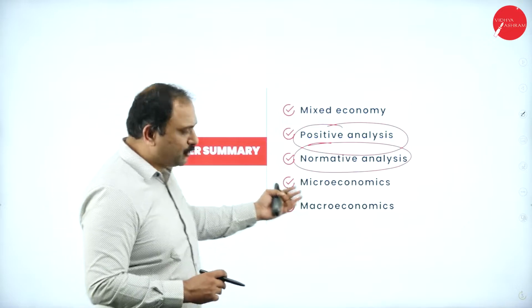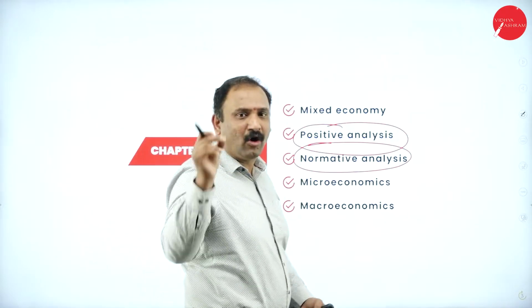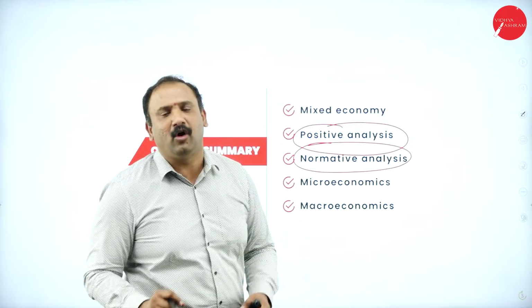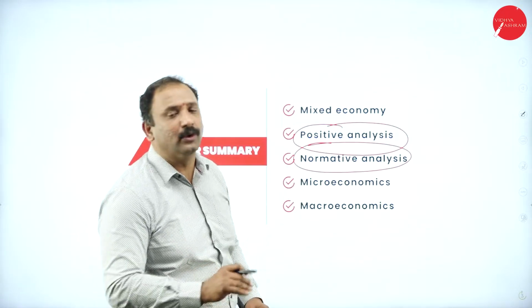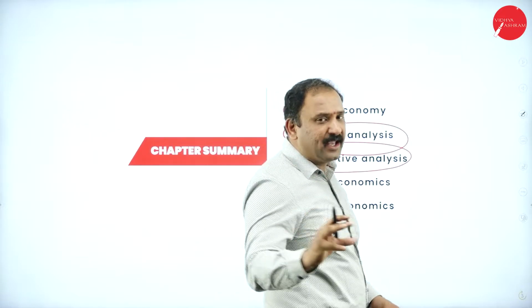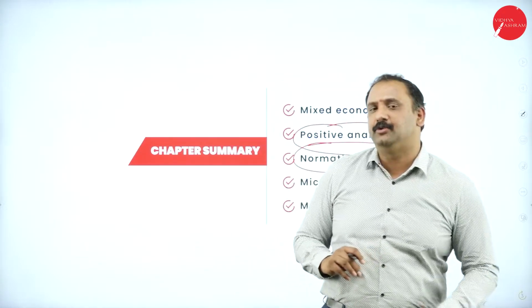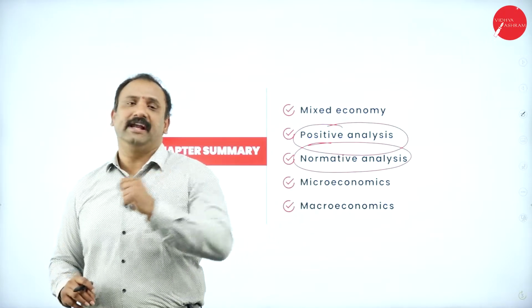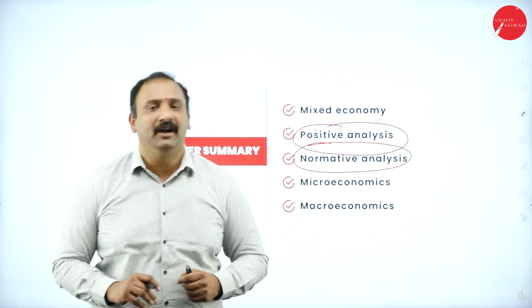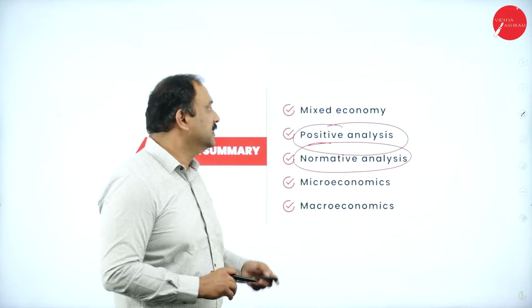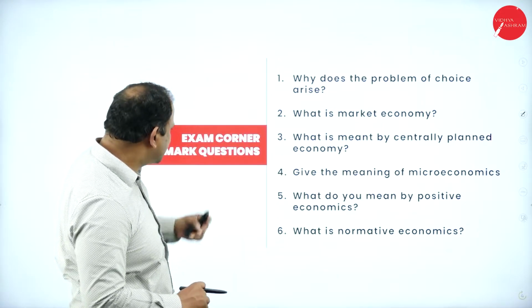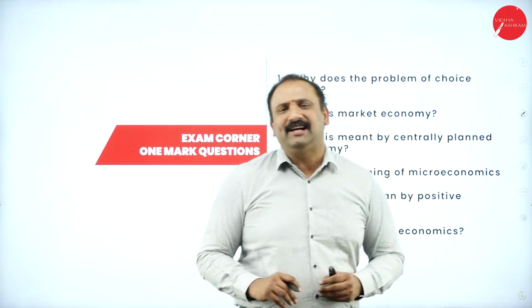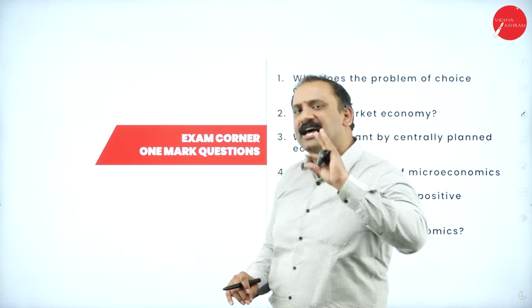Followed by microeconomics, which is the study of individual needs and wants. Macroeconomics, which is the study of the entire country as a whole. So these are all the major concepts that you need to learn in this particular chapter. This would be of great help to you in understanding the subject. Followed by, let's go into the 1-mark questions, starting with, why does the problem of choice occur?